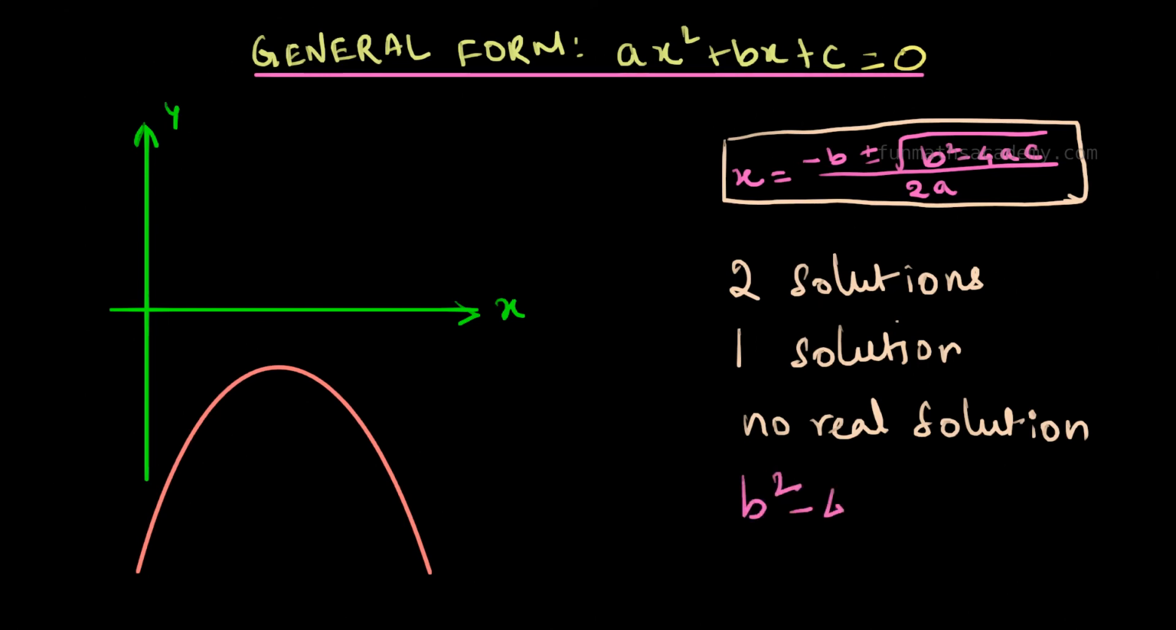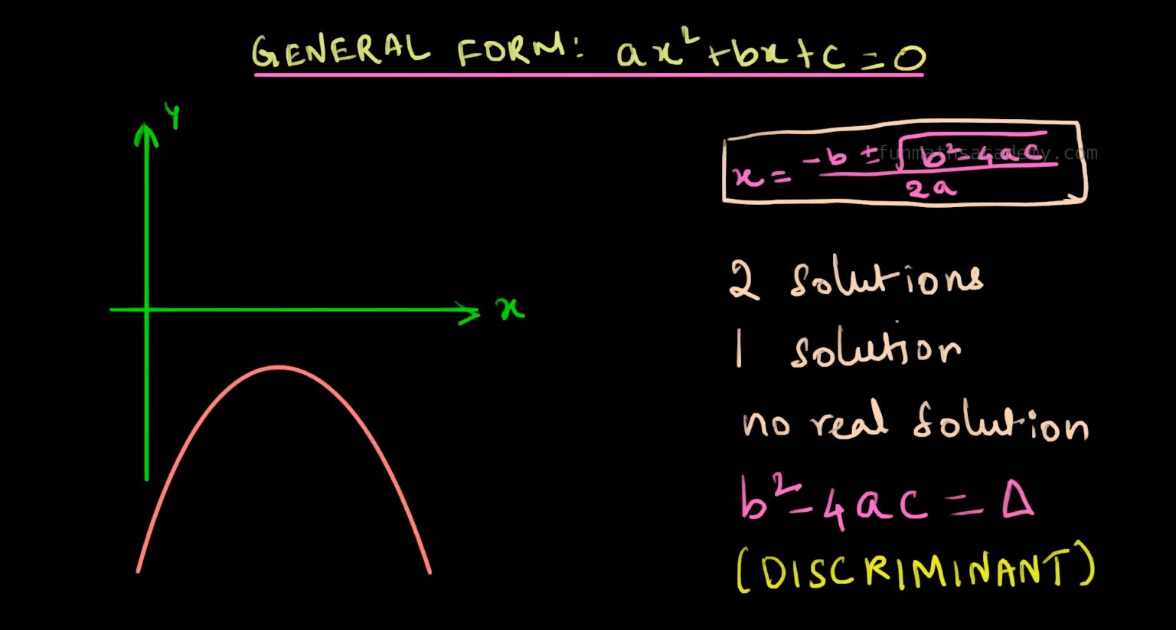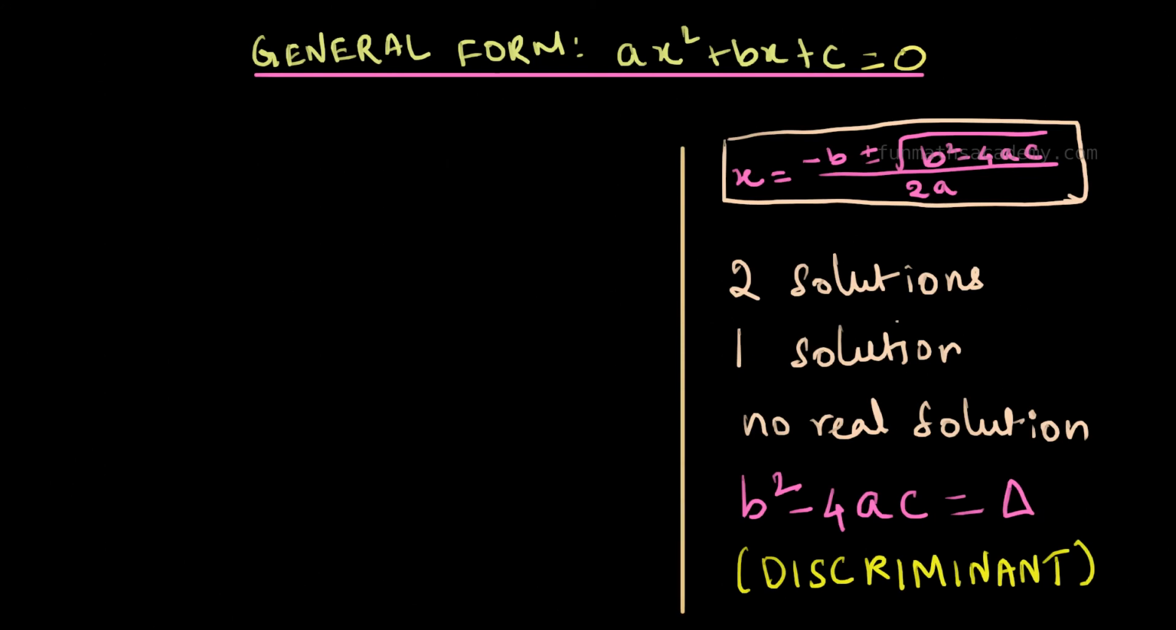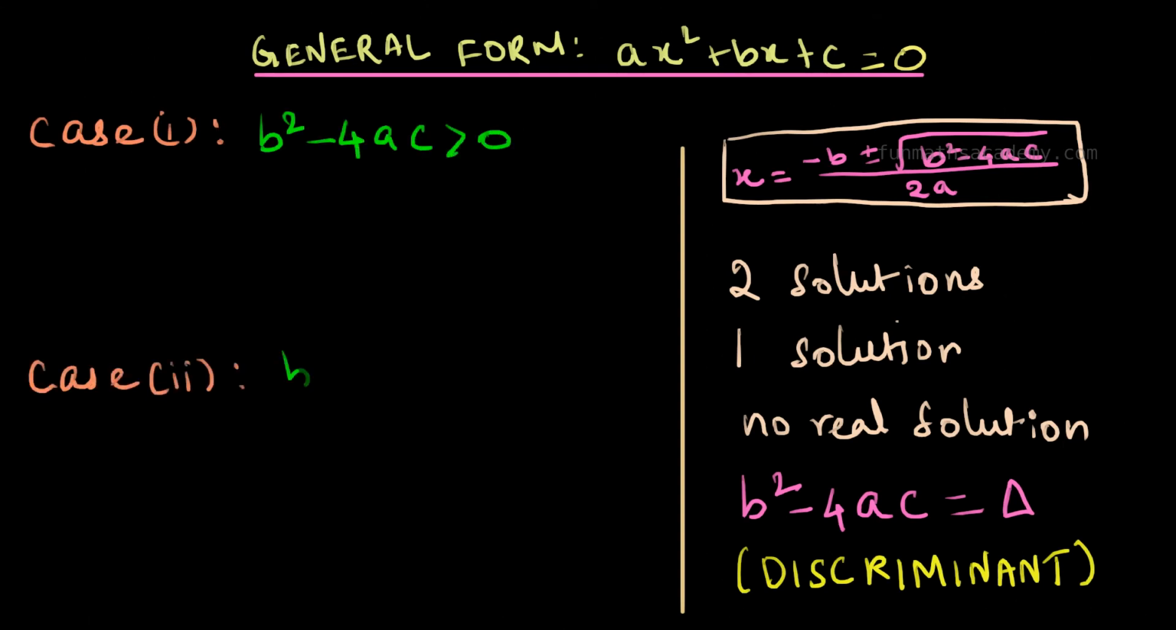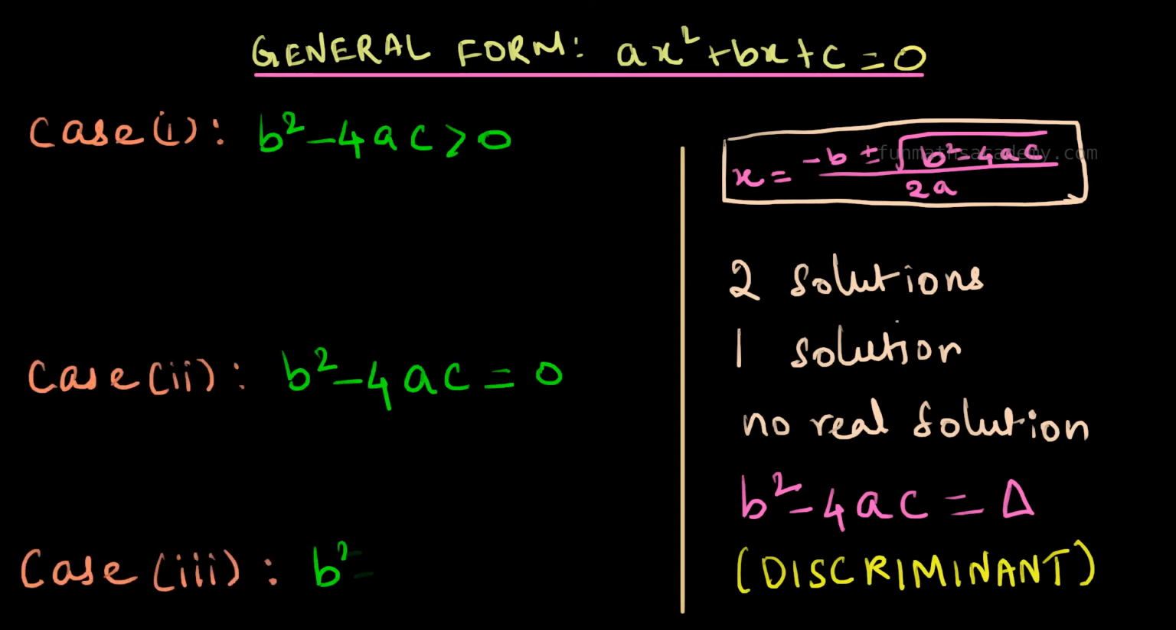It is enough if we just calculate the value of b squared minus 4ac. We call this b squared minus 4ac as discriminant and it is denoted by the symbol delta. When we calculate the discriminant, the value will fall into one of these types. Number 1, it will be positive. Number 2, it will be equal to 0. And number 3, it will be negative.